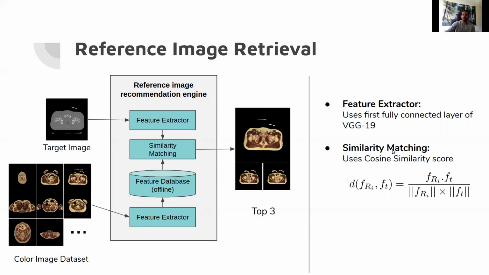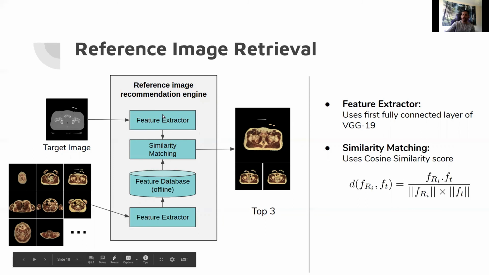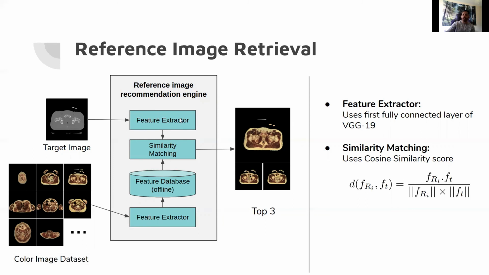We can see that the main recommendation engine block has two main components. One is the feature extractor, and another is the similarity matching block. So for feature extraction, we use the first fully connected layer of the VGG19 network. And for similarity matching, or basically to obtain the measure of semantic similarity between two images, we compute the cosine similarity. We use the similarity score to obtain the best reference image for performing color transfer.